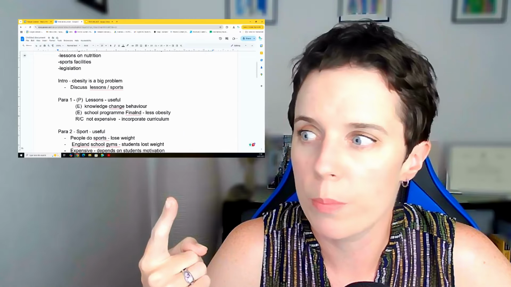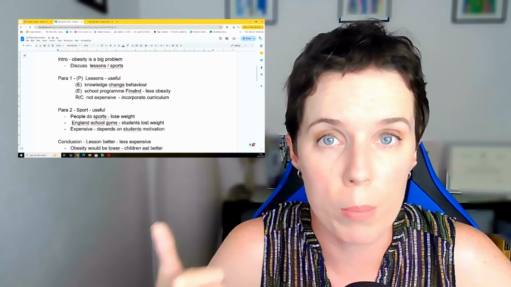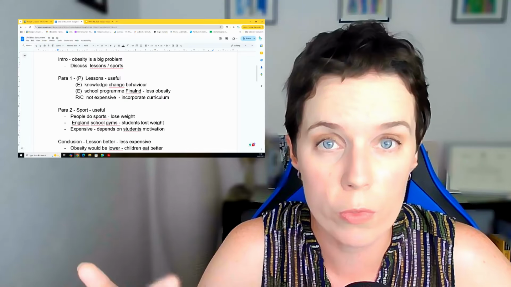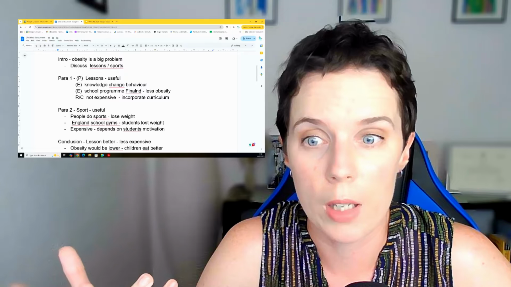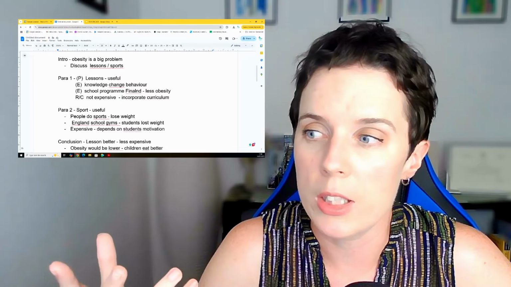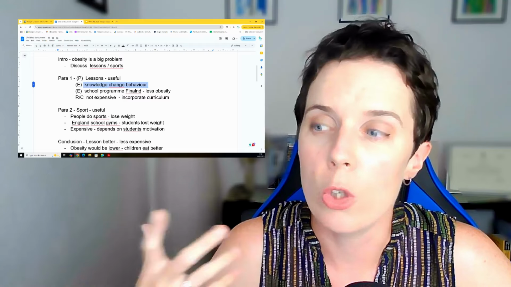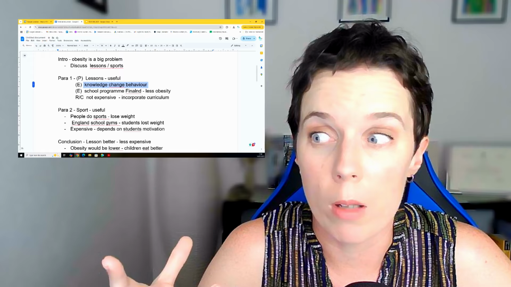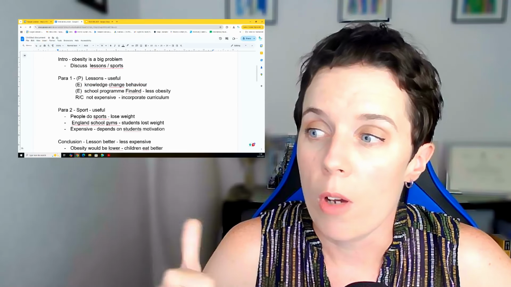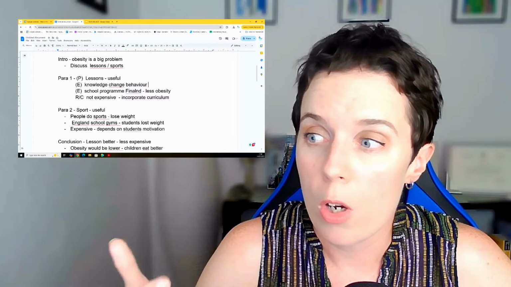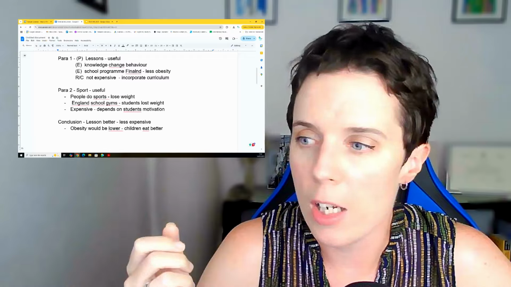What's my next step? Paragraph 1 is about lessons, and I need to write my point that I think lessons are useful, and then I need to explain why they're useful. Okay. So remember here I said that you could use like a conditional form to explain why. You could also use an inversion form as well. That would be a nice way to explain why as well. So I've got lessons are useful because knowledge changes behaviour. That's my kind of vague idea of what I'm writing.